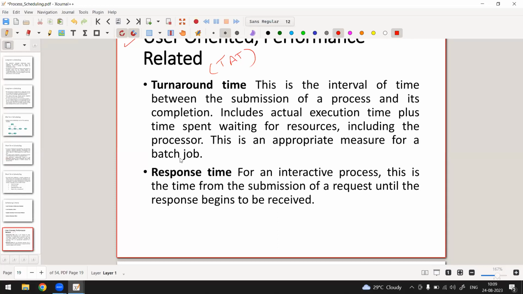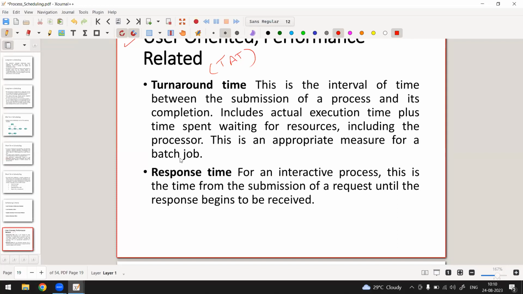So what is the meaning of that? Let's say you double click your program, you double click your Chrome browser. So it will take some seconds to start your browser, right? As soon as you see your browser, that is your first response. So the time interval between your double click of the browser and when you see the first window of Chrome is called response time.